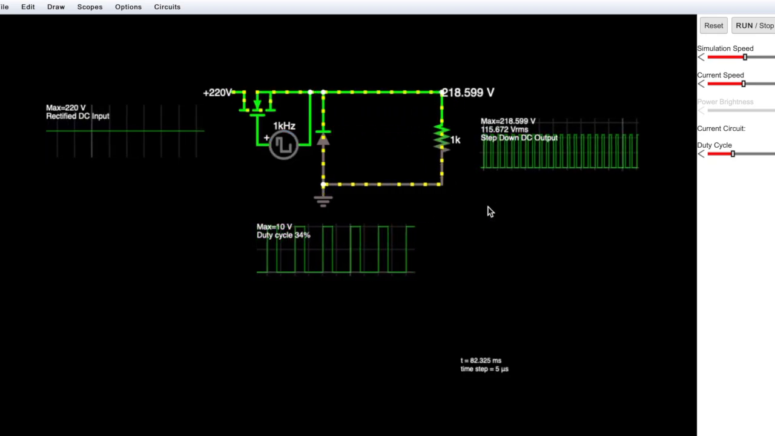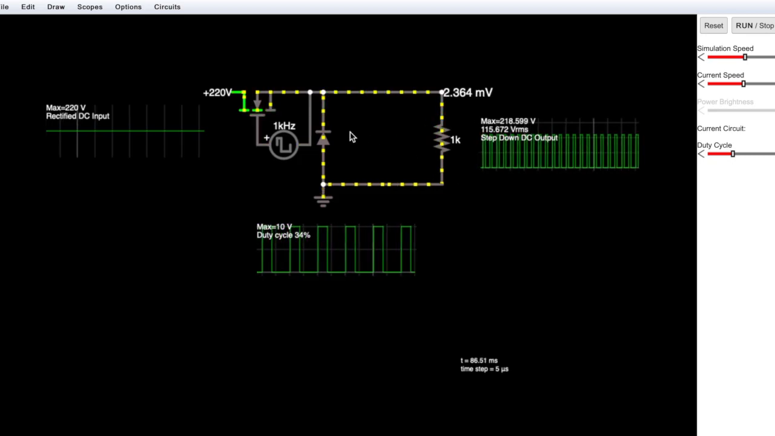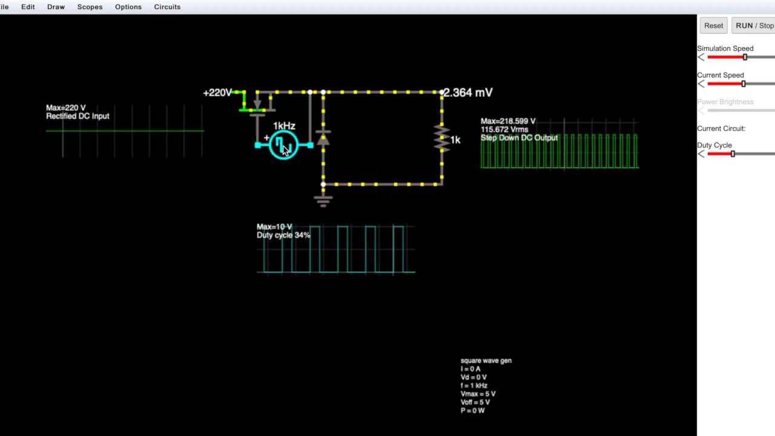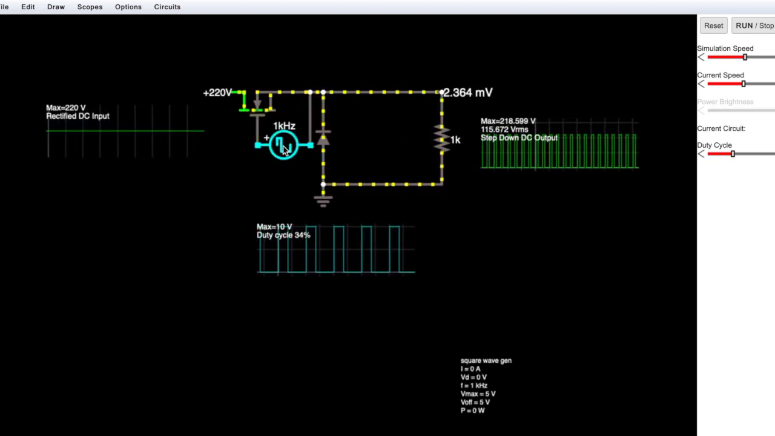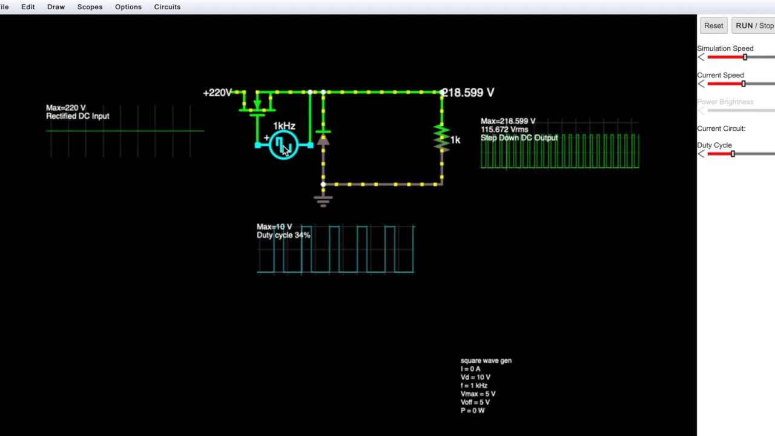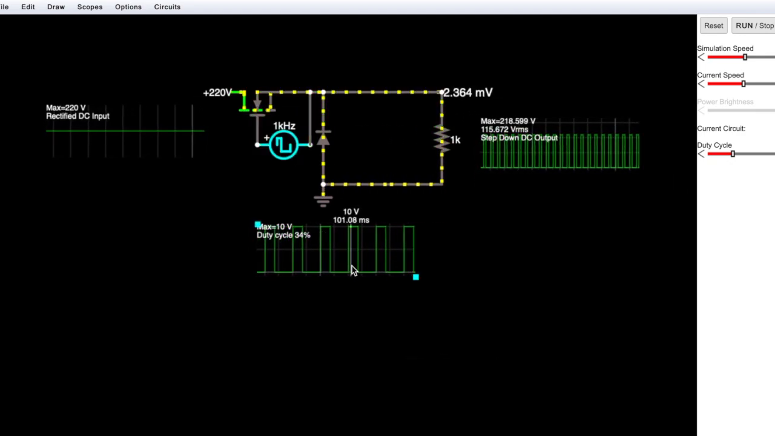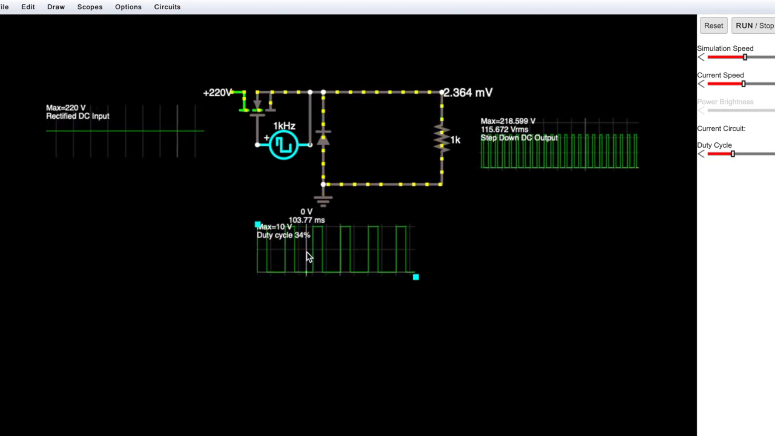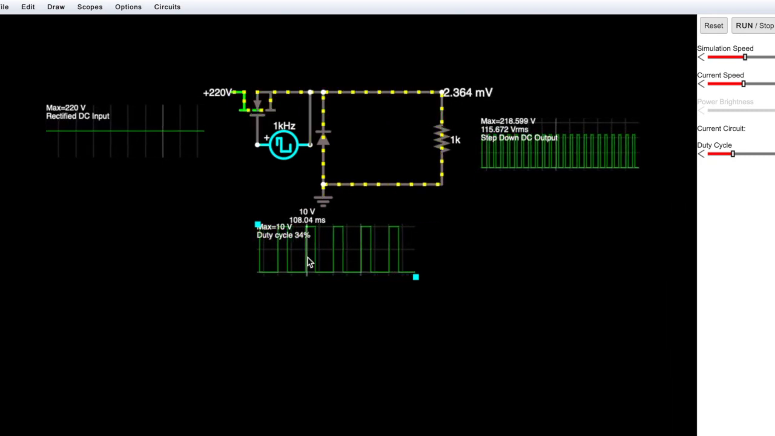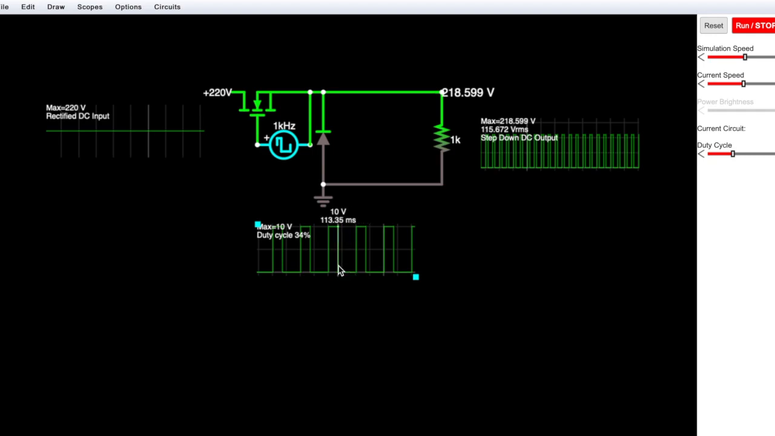You can increase or decrease the output voltage by changing the duty cycle of the square wave. A duty cycle is nothing but how long the square wave is high as compared to low. Currently, the duty cycle is at 34%. That basically means that in one wave, the cycle is on for 33% of the time and off for 67% of the time. Now, here you will notice that the max output is still 218 volts. However, the VRMS is 115 volts, which is roughly half of what we need.